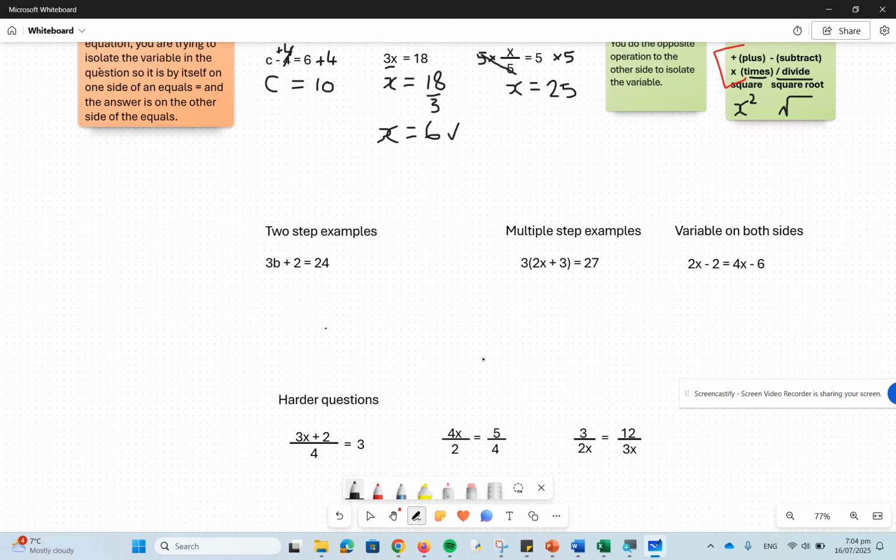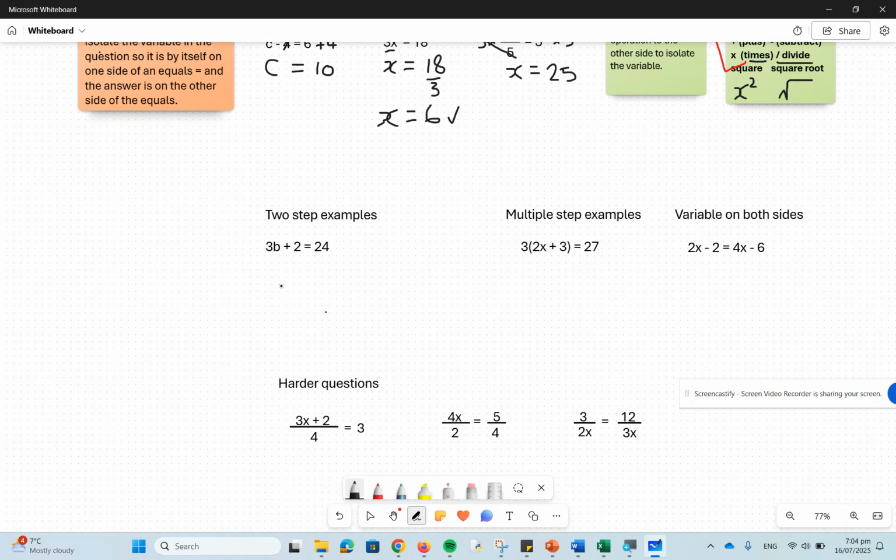Okay, let's move down and let's try two-step. Two-step are more challenging because you've got to do 2 things to get the letter by itself. So I'll use a red pen. Okay, I want b by itself on one side of the equals. I'm trying my best to line up the equals, but it's really hard. Okay, so I've got 3 times b plus 2.